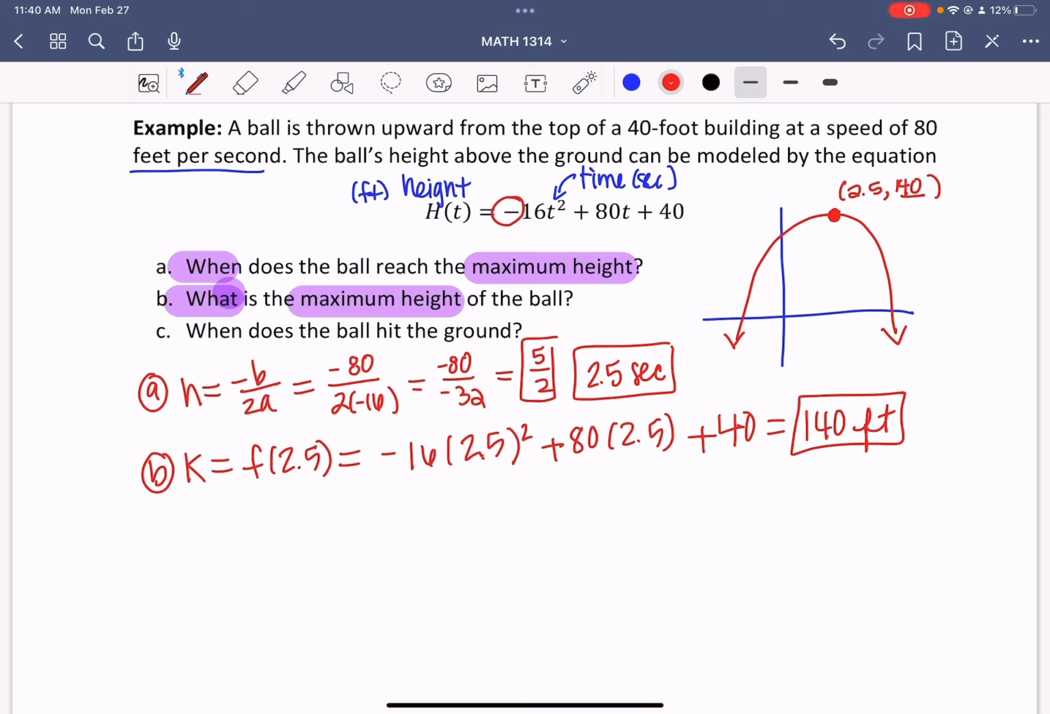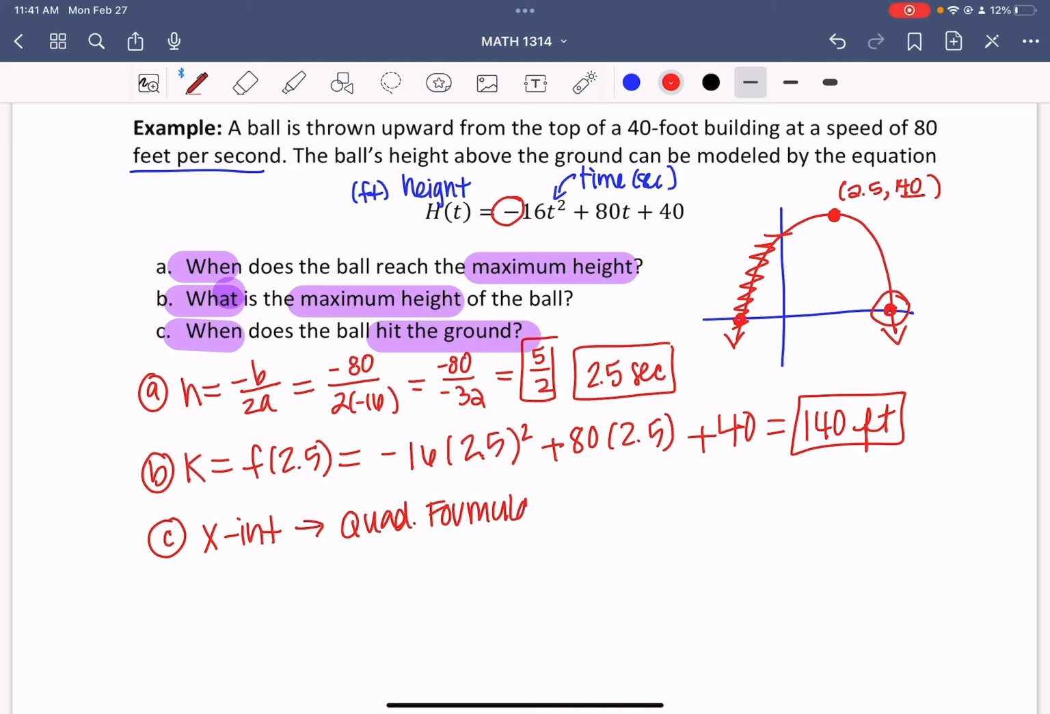And so that is your vertex graphically, but application-wise, that is when it hits max height and what the max height is. Next part says, when does the ball hit the ground? So when does it hit the ground or stop? We're looking at these x-intercepts. Now in this application, right here is 40 feet, and this is when the ball is being thrown off. So we're not concerned about this side of the parabola. So we're only going to be looking at our positive answer with our x-intercept. So for part C, we're going to be looking at the x-intercept. By all means, we're going to be using our quadratic formula.